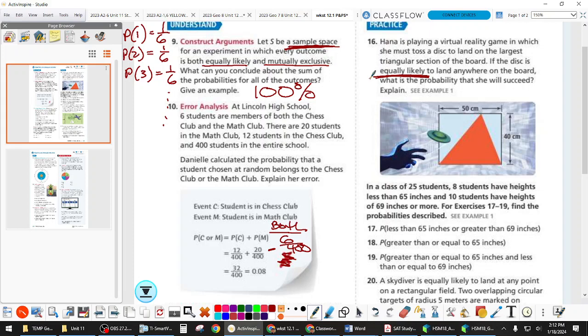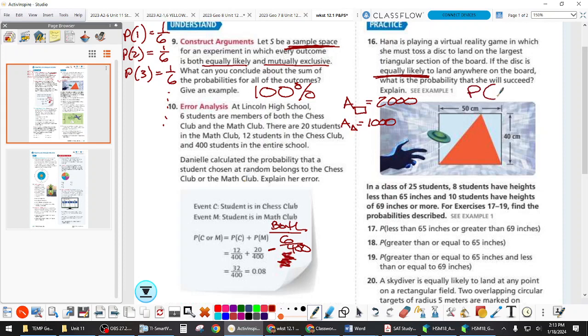Anyway, this is an area problem like we talked about on Tuesday. So what's the area of the whole rectangle? It's 2,000. And I'm not going to worry about units right now. What's the area of the triangle? Half that, in this case, because it's 1/2 base times height, so it's 1,000. So what is the probability that the disc goes on the red triangle? It's 50%, or 1 out of 2, right? Good.